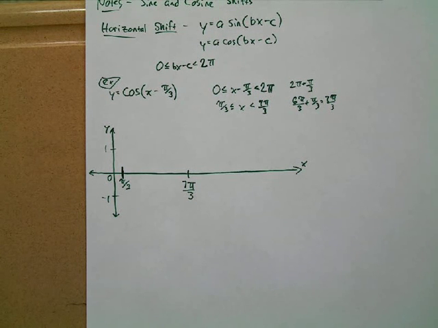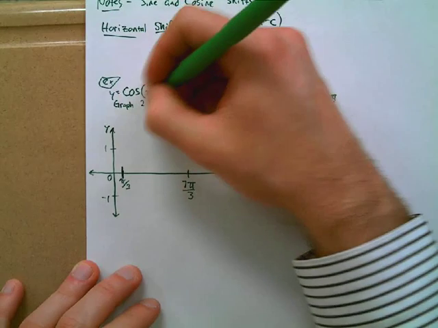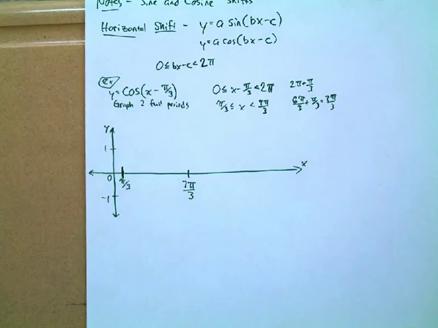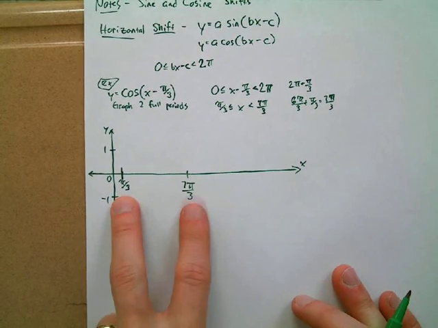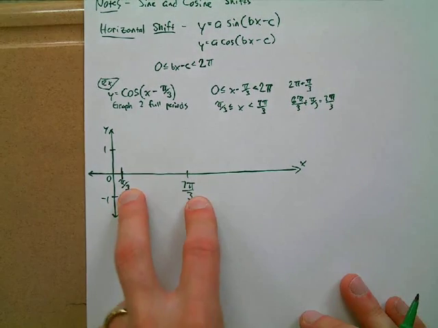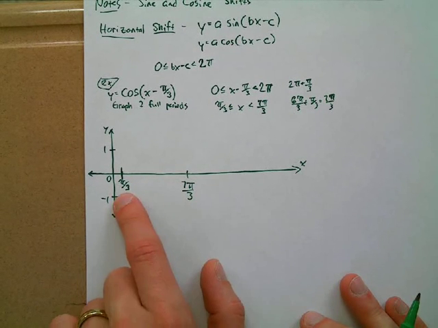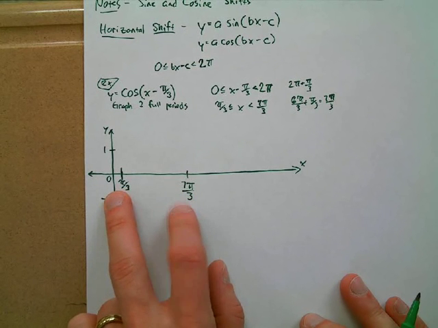So that's 1 full period, but of course, traditionally we're asked for 2 full periods, so let's graph 2 full periods here. So there's 1 full period, starting at pi over 3, ending at 7 pi over 3. So how can we know how much further we need to go out to here? From pi over 3 to 7 pi over 3, what is that distance? What's the length between those two?